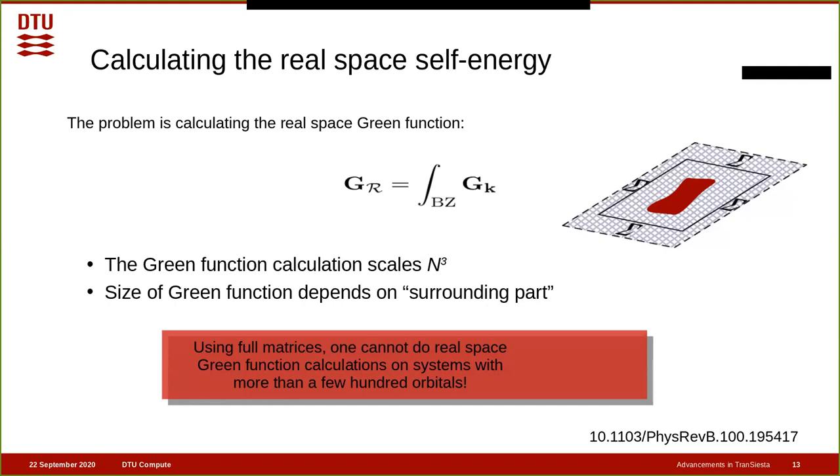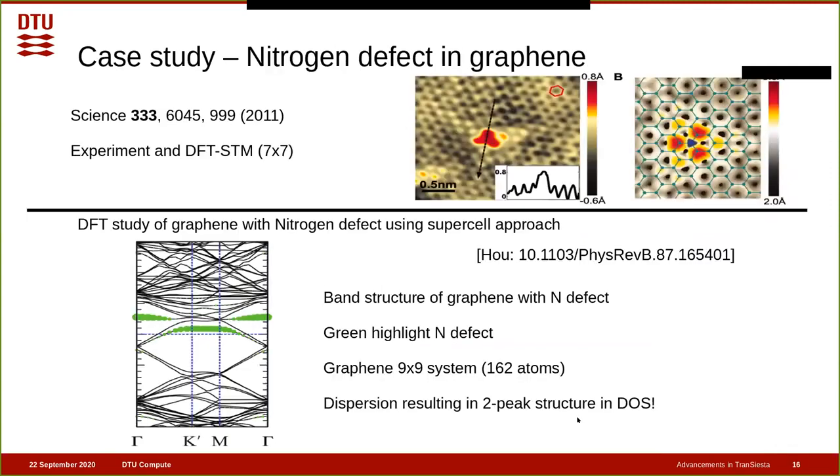So you cannot really do more than a few hundred orbitals on a regular basis if you do this in the dense form. So in this paper, we have devised a method to do this very efficiently, and I will now show you what you can actually do with this.